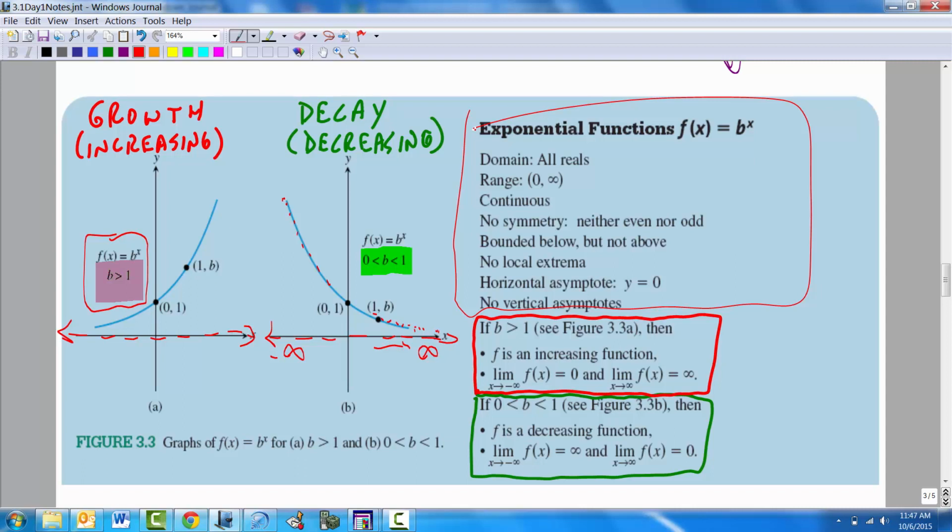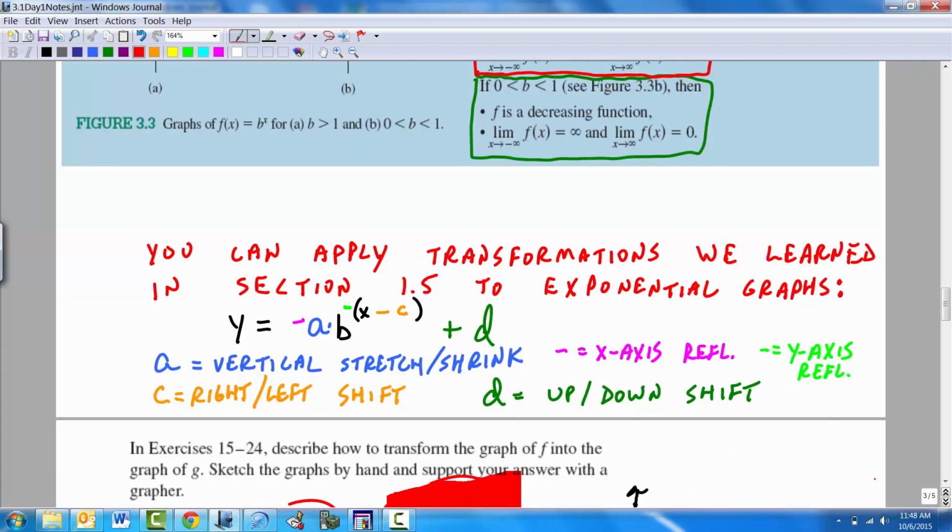1/2 to the x, 1/3 raised to the x, 1/4 raised to the x. You have the picture on the right, and read all the other stuff. It's great reading. But of course, we could take all of these graphs and shift them, reflect them, dilate them. We actually can vertically stretch and shrink them, but we also can horizontally stretch and shrink them.